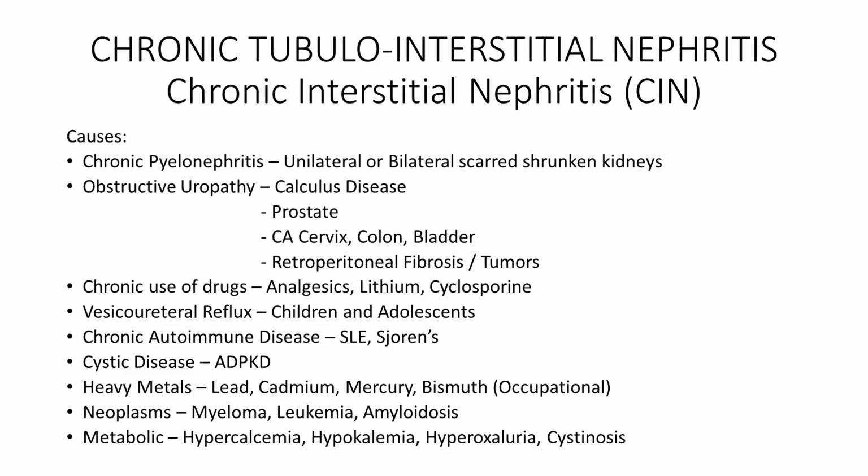Chronic autoimmune diseases like SLE and Sjogren's, cystic diseases like ADPKD, and heavy metal poisoning like lead, cadmium, mercury, and bismuth, these all are occupational causes. Neoplasms like myeloma, leukemia, and amyloidosis, and metabolic causes like hypercalcemia, hypokalemia, and hyperoxaluria can also lead to chronic interstitial nephritis. These are the varied causes of chronic interstitial nephritis.